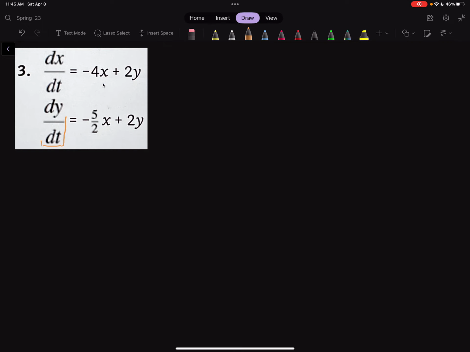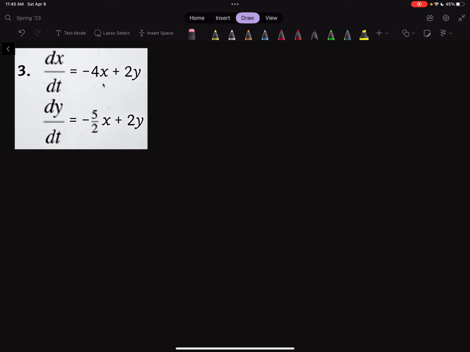Here we have y as the dependent variable, and this derivative is to the power of 1. This is also to the power of 1. Everything else is multiplied by t in all of the coefficients here. So I can say that this is linear as well.